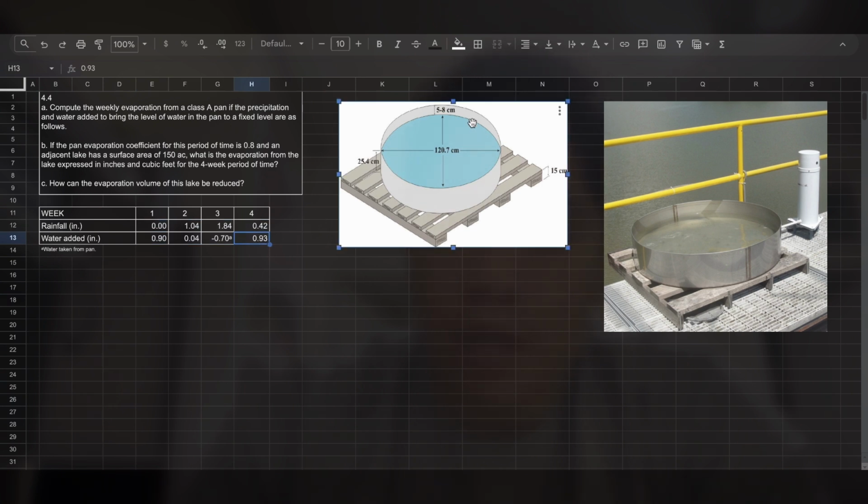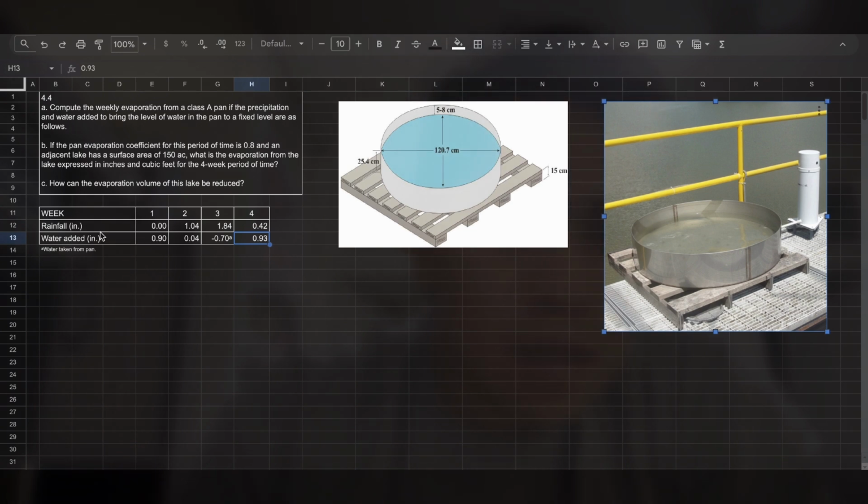Now I have a couple images here to show you what a Class A pen looks like. This is a drawing. I don't know exactly if these dimensions are the same for every single one of them, but they seem about the same size as this one that I found. They are usually placed right next to a lake to try to represent the lake and see how much water is being evaporated. Also notice this pallet underneath. That pallet has a very special purpose in the Class A pen as well. You can search for more information about this.